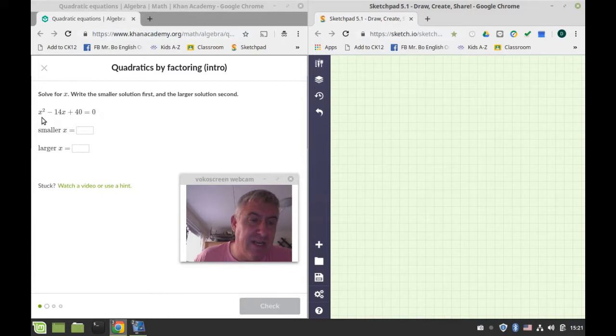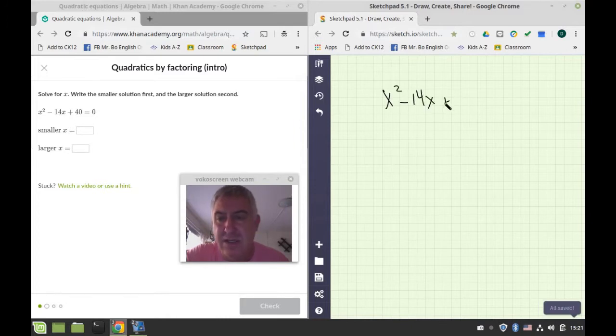Our second question: x squared minus 14x plus 40 equals 0. So we'll solve for x. Write the smaller solution first and the larger solution second. So we've got x squared minus 14x plus 40 is equal to 0. So we want factors of 40 that add up to negative 14. Negative 14 looks the same, but 40 is going to make all the numbers down here different.